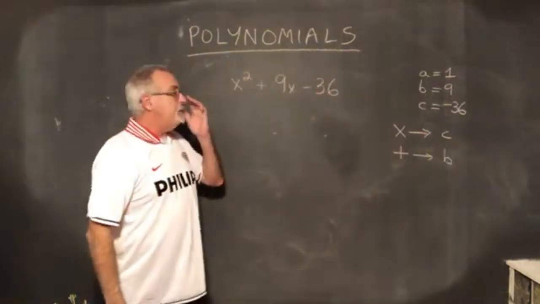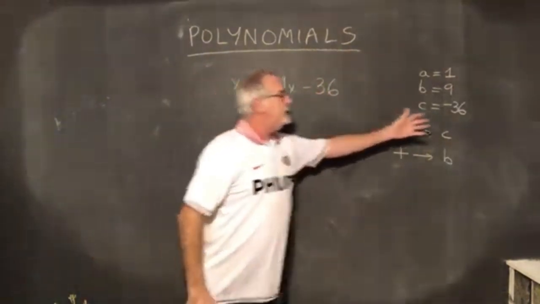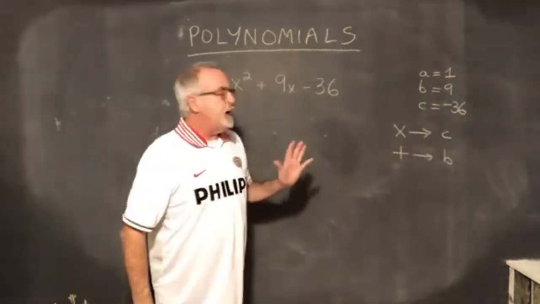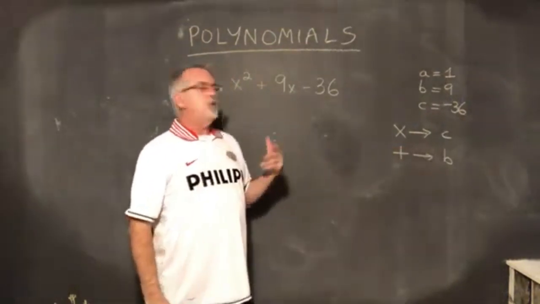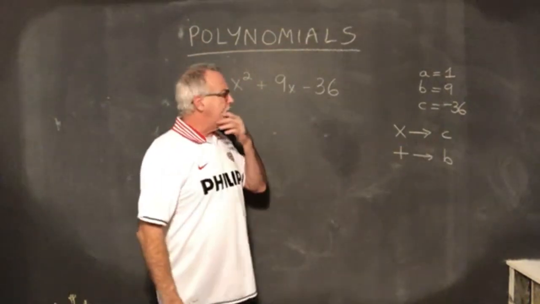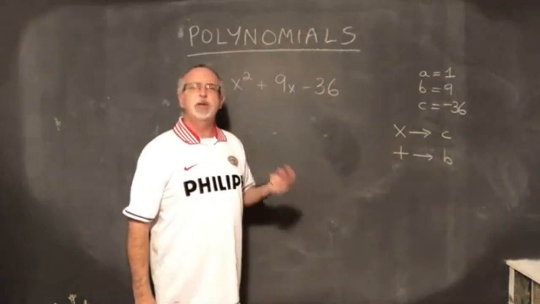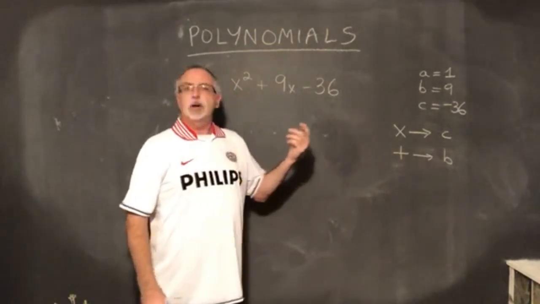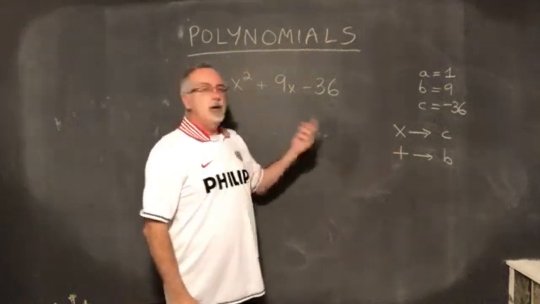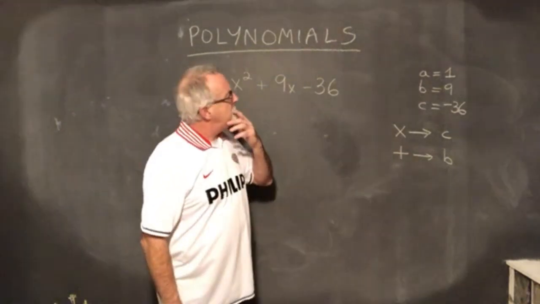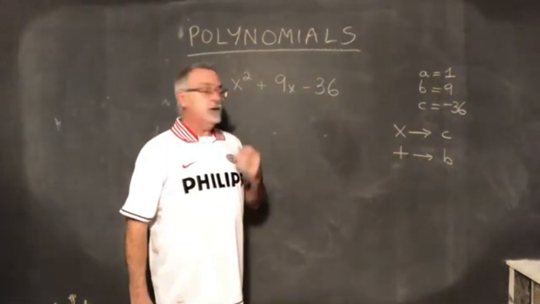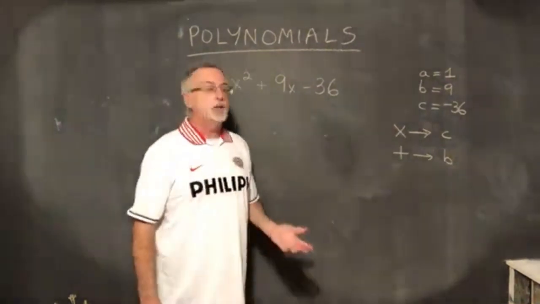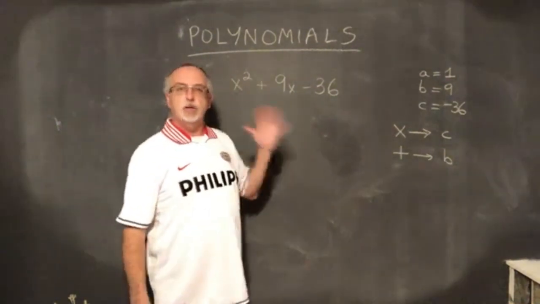So we have to think of all of the factors of c, the factors of negative 36. As I start doing this, I don't worry about the negative sign at first. I just think, okay, what are the factors of 36? What two numbers multiply to give 36? There are a lot of choices. 36 times 1 is 36. 18 times 2 is 36. 3 times 12 is 36. 4 times 9 is 36. And 6 times 6. So we have a lot of choices.